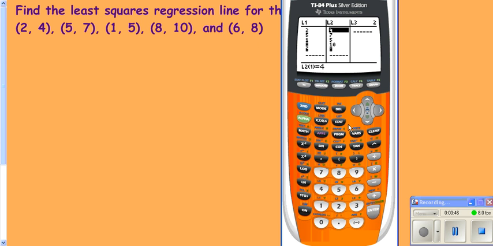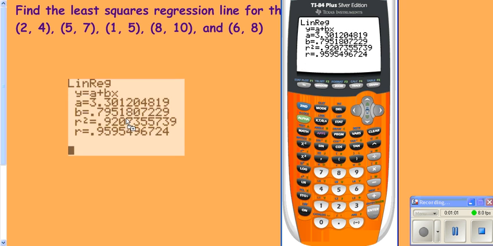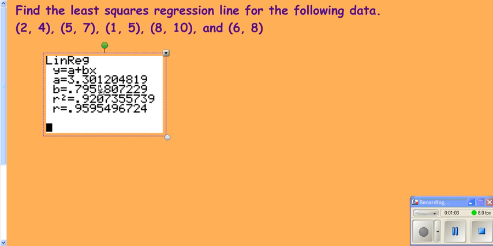To find the line of best fit, or the least squares regression line, you then want to go Stat, arrow to the right to Calc, and then go down to number 8. And then hit Enter on number 8. Your calculator then gives you this.